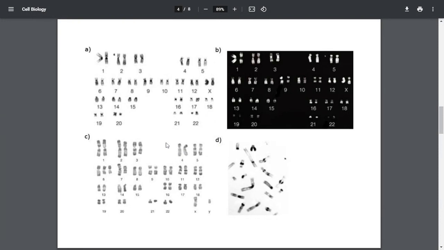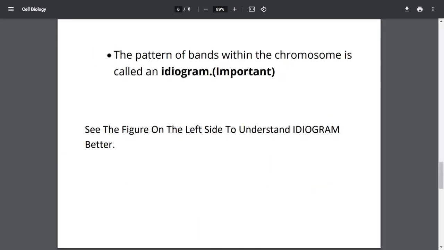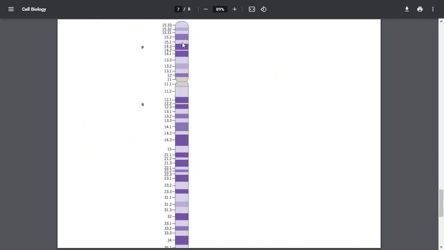So karyotype is nothing but the diagrammatic representation of the chromosomes. Now we go to another process, which is ideogram. In karyotyping, we see that only diagrammatic representation has been observed. But in ideogram, not only diagrammatic representation but also the bands on the chromosomes are observed. You can see the picture here. The bands of the chromosome are observed carefully to see if there is any fault in the bands of the chromosomes.